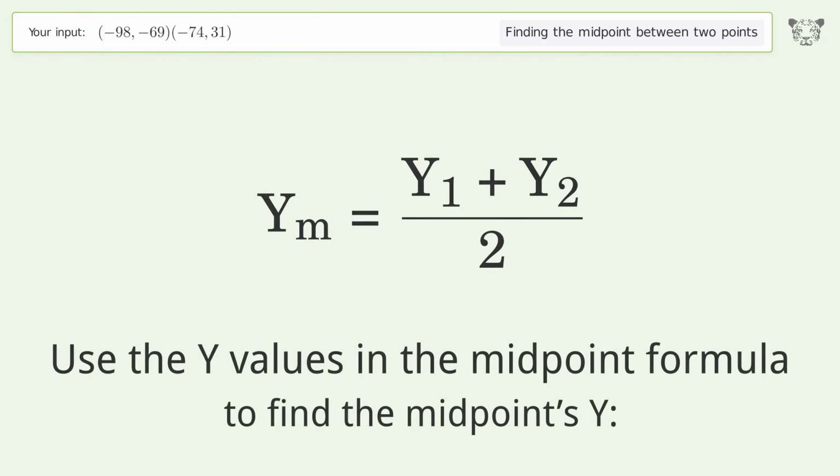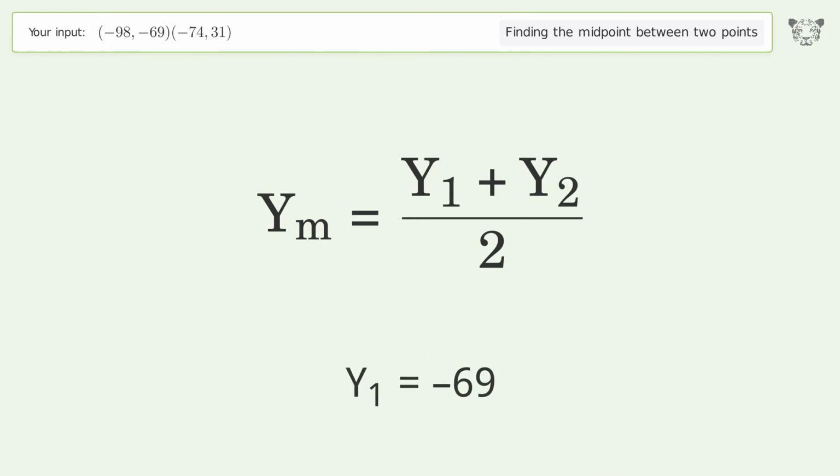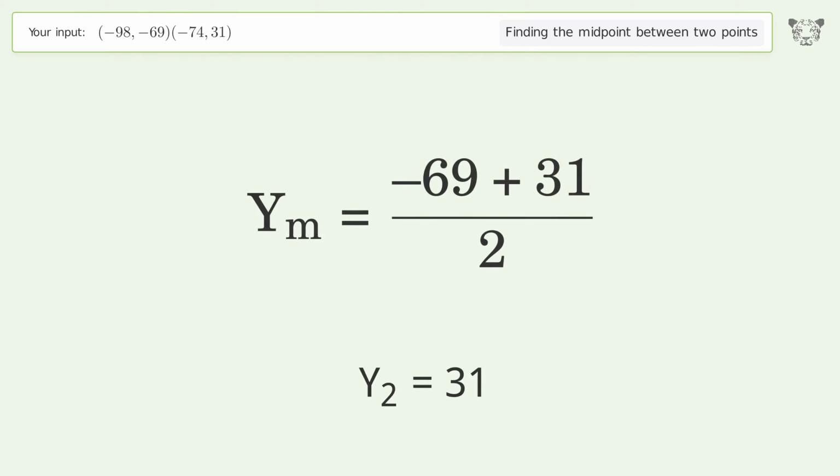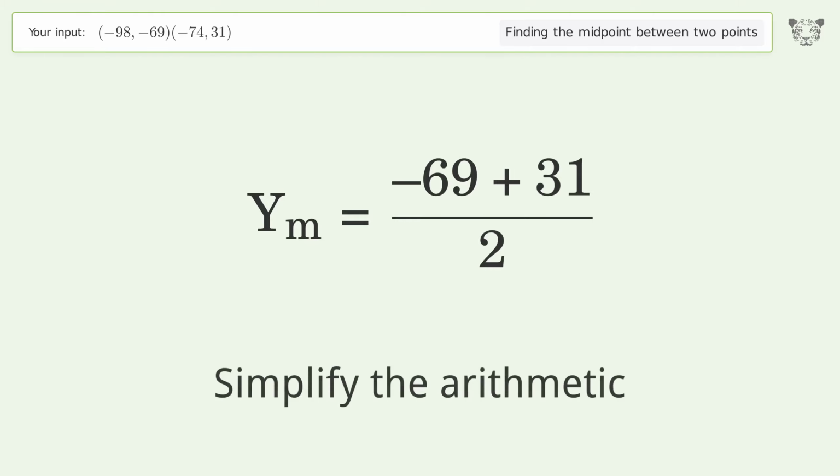Use the y values in the midpoint formula to find the midpoint's y. y1 equals -69. y2 equals 31. Simplify the arithmetic.